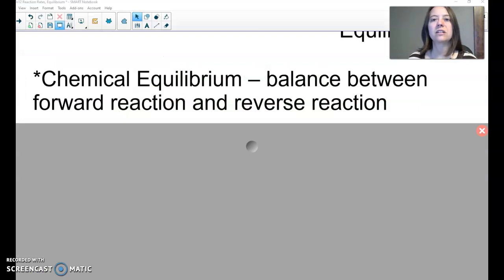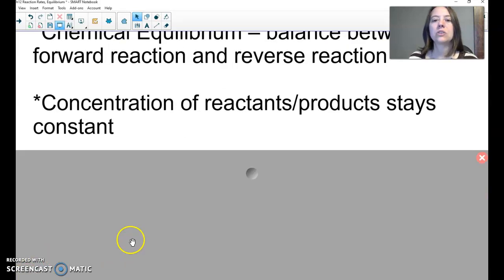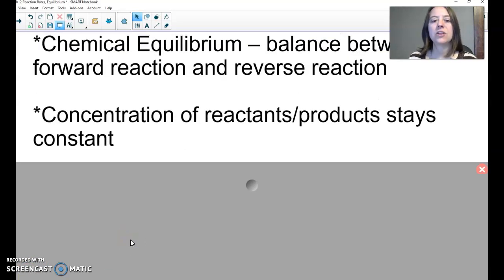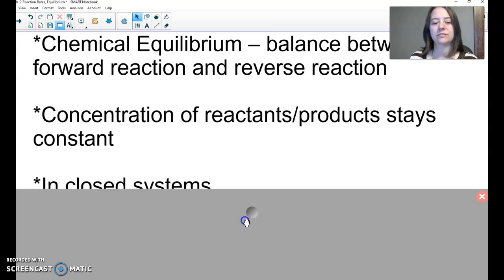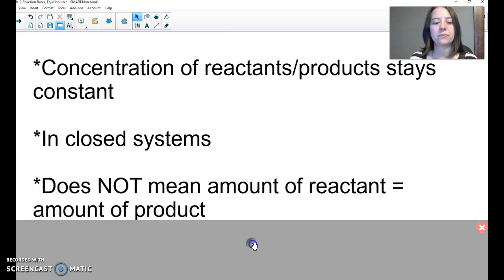That was the physical equilibrium, and let's talk about chemical equilibrium, which is the balance between the forward reaction and the reverse reaction in a chemical reaction. So in chemical equilibrium, the concentration of the reactants and the concentration of the products stays constant. It's not the exact same molecules, but the concentration is the same. So it's dynamic, but not unchanging. So in a closed system, if you remember, a closed system is one where the system isn't interacting with the environment.